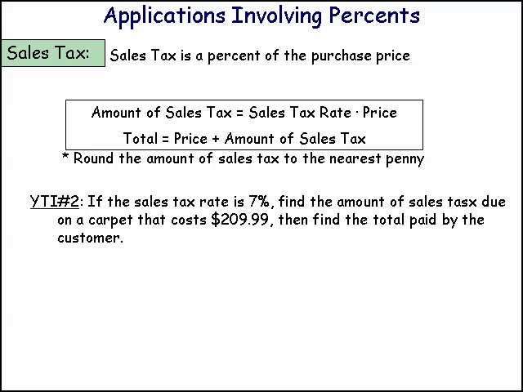Okay, so let's look at solving this problem. How do we go about it? Well, here is the equation that we need to work with, and so we just need to figure out how to plug it all in. We're given the sales tax rate. Your sales tax rate is 7%. Okay, so that's something that we do know. What else do we know? We also know the cost or price of the carpet. The price of this carpet is $209.99.